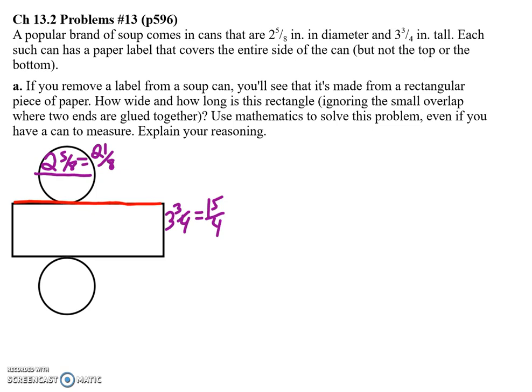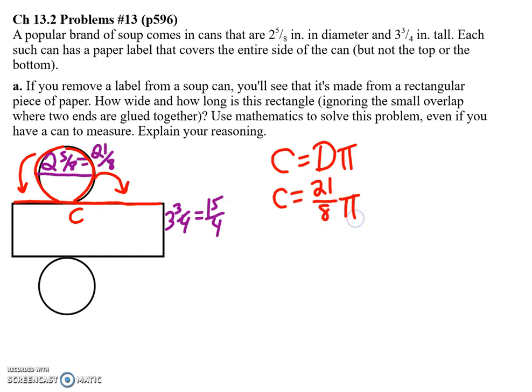Well, the length, if we remember, is the idea that I've taken this circle and I've peeled it and laid it flat. In other words, I've taken the circumference of my circle to make that length. Now I know that I find my circumference by taking the diameter times pi. And I know that the diameter, as we just said, was 21/8. So the circumference is 21/8 pi. So I know that my rectangle is going to be 21/8 pi by 15/4. So there I know my rectangle. Now I can work on the second question.